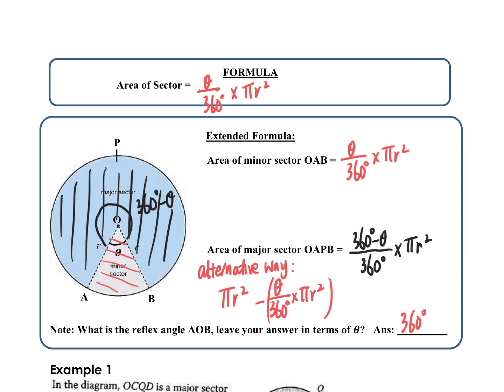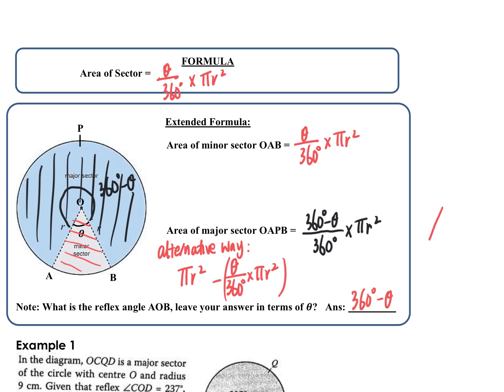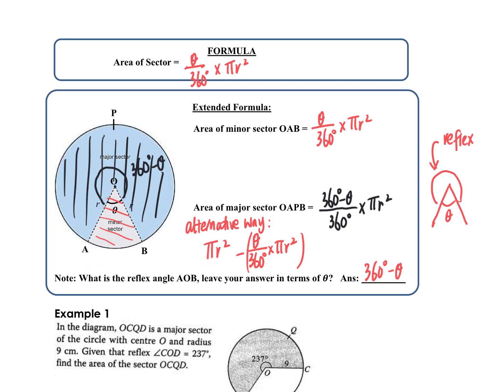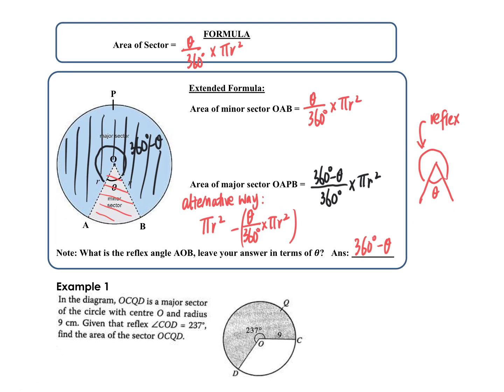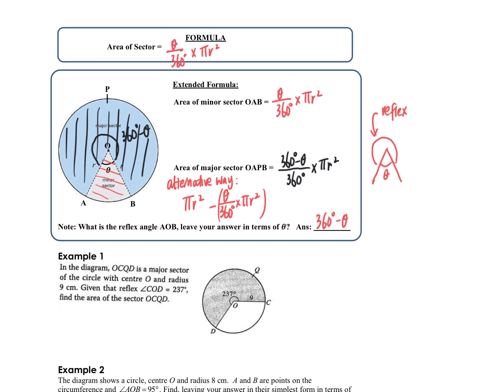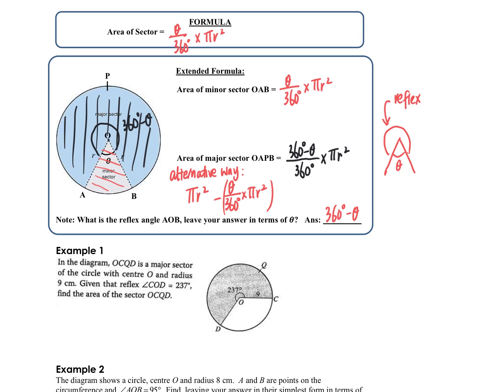Okay, the reflex we have found is 360 minus theta. So if this angle is theta, the reflex is the one outside. Okay, so very easy. Can you just very quickly do example 1 and 2 on your own before you check against my solution on the screen? You try on your own first.